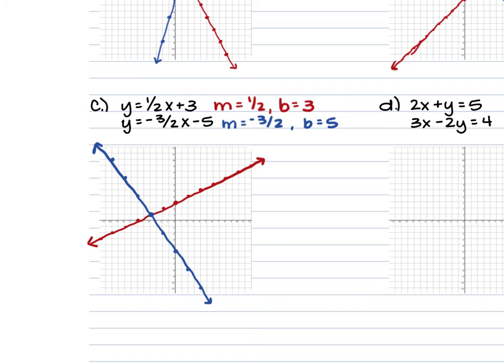So now look to see where those two lines cross. We have an intersection here. So that ordered pair, that's our solution, is (-4, 1).